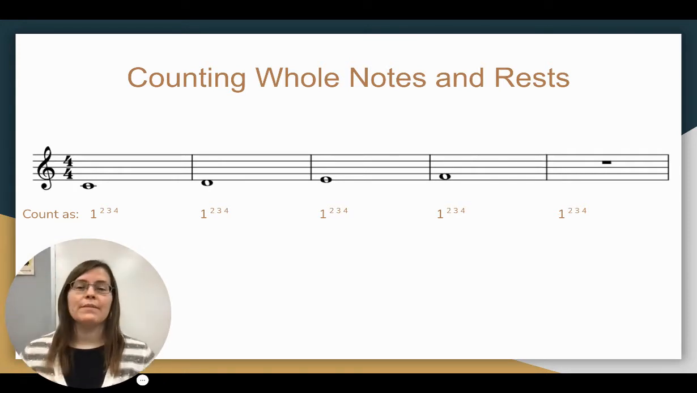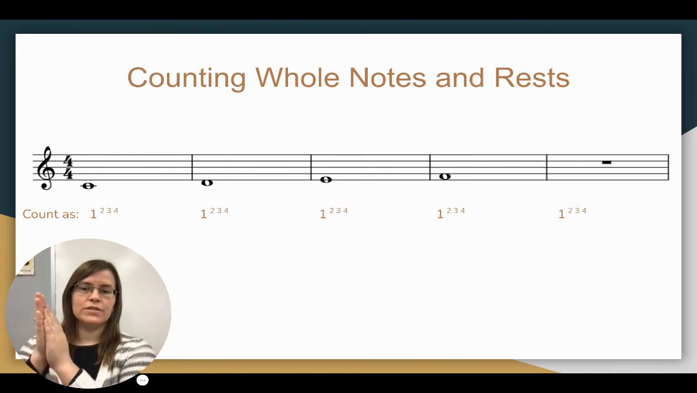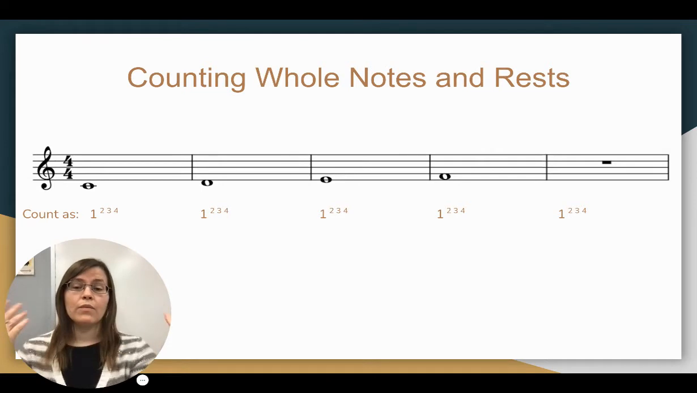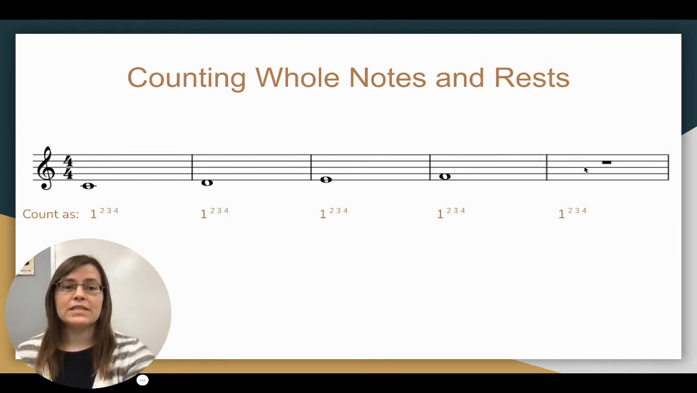So let's go ahead and try to clap this. We have 1, 2, 3, 4. 1, 2, 3, 4. 1, 2, 3, 4. 1, 2, 3, 4. 1, 2, 3, 4. This last one is a rest. We still count it, but we don't clap because it's a rest.